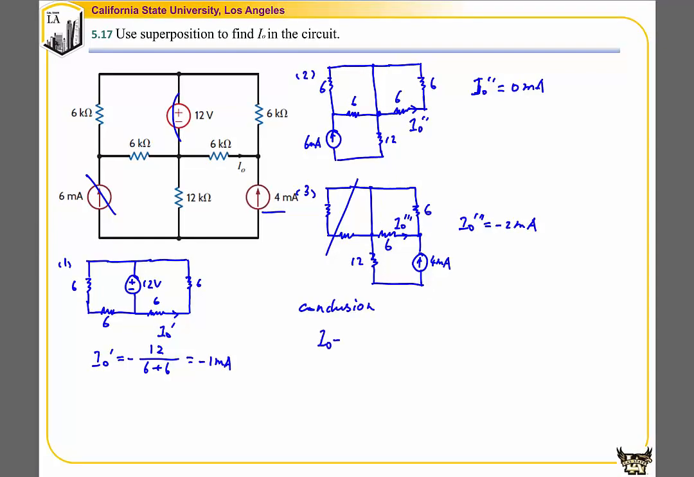I naught is composed of 3 parts: I naught prime plus I naught double prime plus I naught triple prime, that gives us -1 plus 0 minus 2, that gives us -3 milliamp.